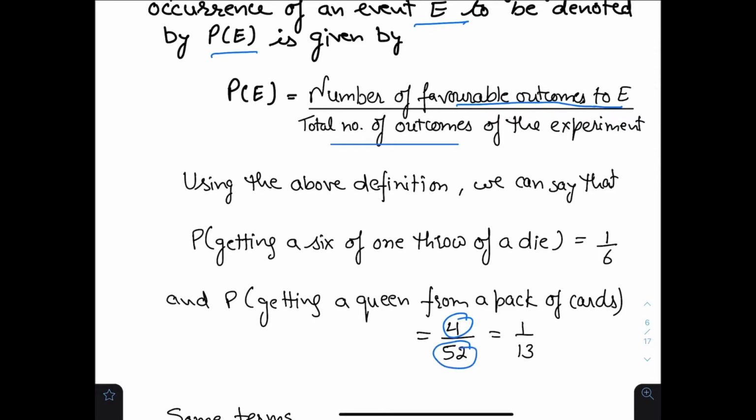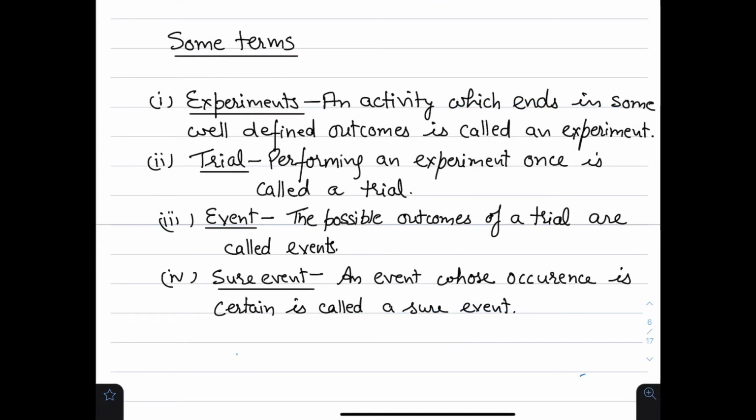So P of getting a queen from a pack of cards is equal to 4 by 52 equal to 1 by 13. Now let us discuss some terms. First one is experiment. An activity which ends in some well-defined outcomes is called an experiment. Trial. Performing an experiment once is called a trial.